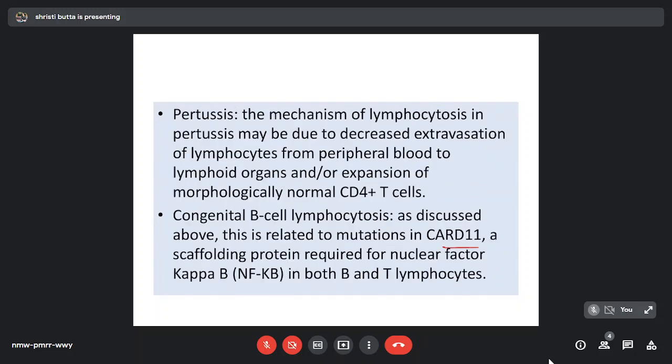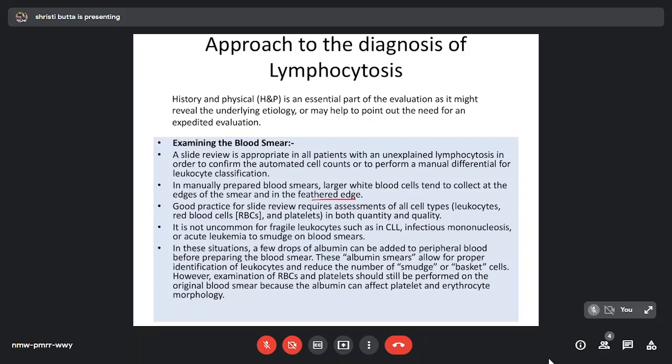Another important aspect is the approach to the diagnosis of lymphocytosis. History and physical examination are very important in such a case. Examination of the peripheral blood smear is also very important. It is important to note that these reactive lymphocytes are either present at the feathery edges or tend to collect at the edge of the smear. A good practice is therefore to examine these lymphocytes.